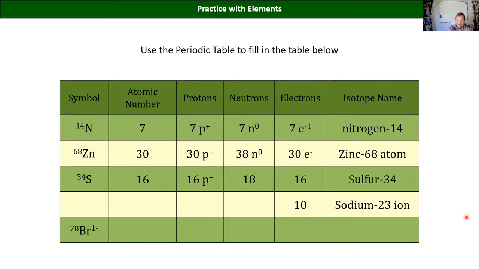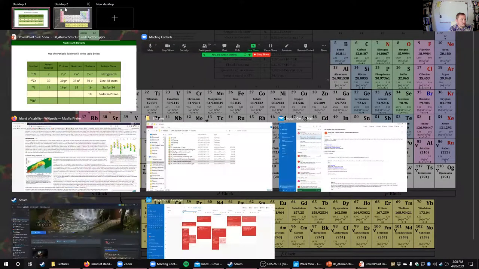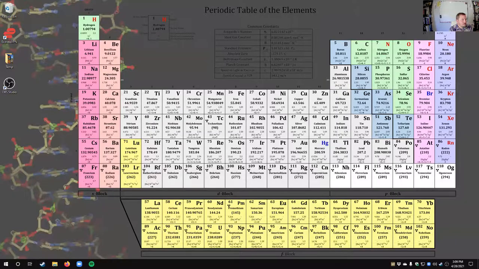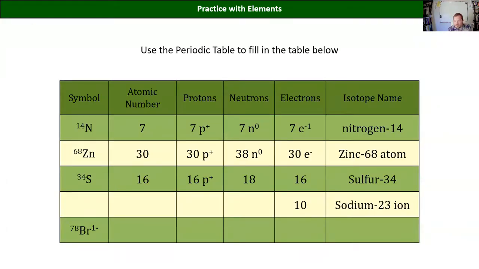All right, these last two that are ions, the sodium 23 ion, we need to be careful with this. The fact that it's sodium tells us that it has an atomic number of 11. We check on the periodic table. Sodium is number 11. So atomic number 11 means 11 protons. The fact that it's sodium 23 and it has 11 protons tells us that we must have 12 neutrons. Right, because protons plus neutrons has to add up to 23.